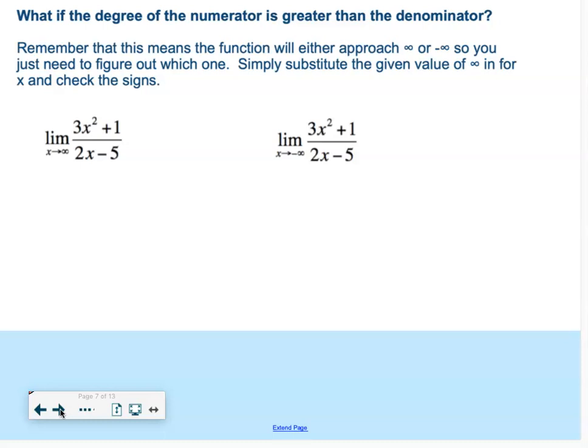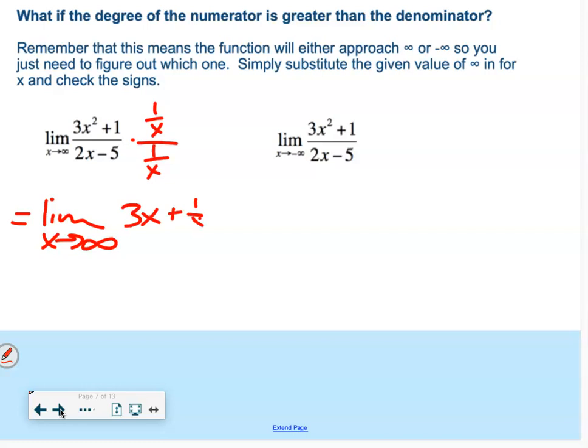So now the top is bigger, right? If you think about it, you write the problem, but I'm just going to show you real quick. If we multiply the top and bottom by 1 over x, we end up with 3x plus 1 over x, over 2 minus 5 over x. So now those guys are both 0. You have 3 times infinity over 2. What's 3 times infinity over 2? Infinity, right? Okay.